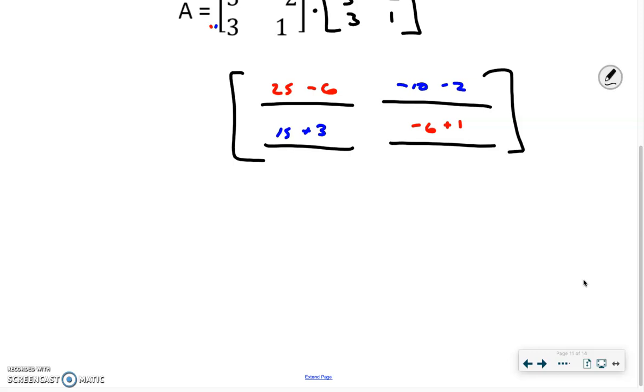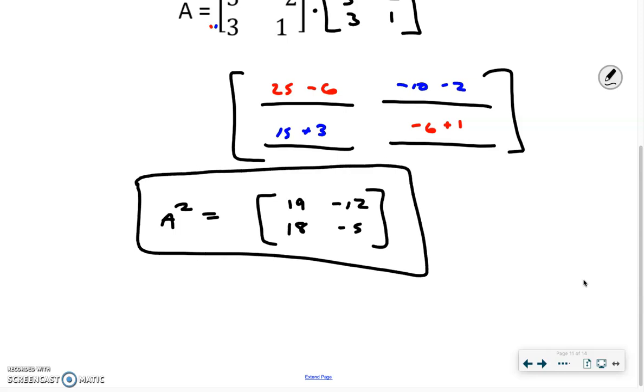Combining these to obtain our product, 25 minus 6, 19. Negative 10 minus 2, negative 12. 15 plus 3, 18. Negative 6 plus 1, negative 5. So it looks like A squared is equal to this 2 by 2 matrix.